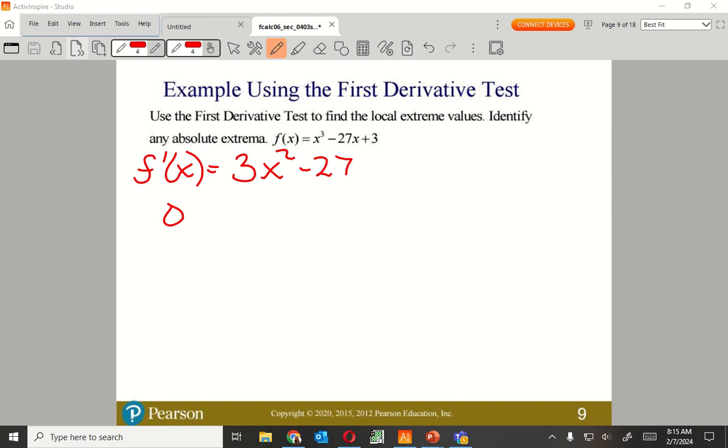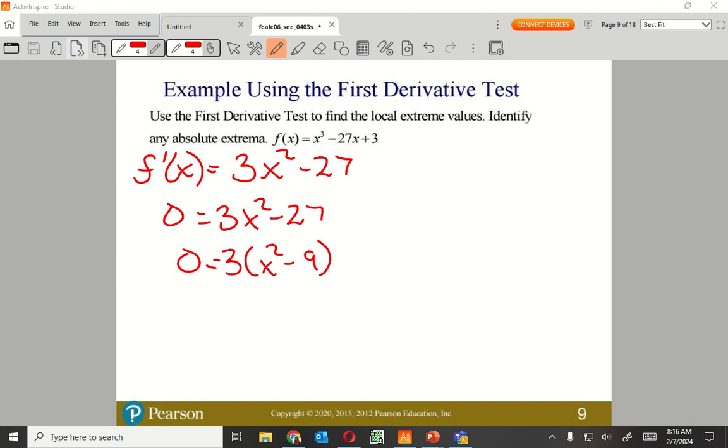So, derivative equal to 0. Factor out a 3, and I'm left with x squared minus 9. And what can I do with that 3? Can I divide both sides by 3? Yeah, so that 3 is going to go away. But x squared minus 9, can I factor that one real quick? Could you? Nope. No.